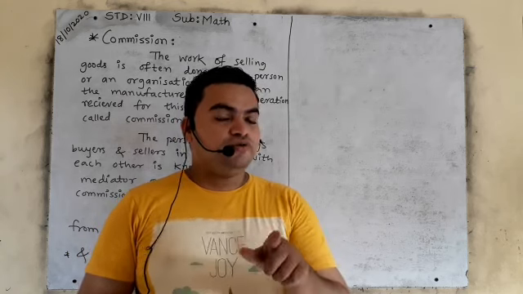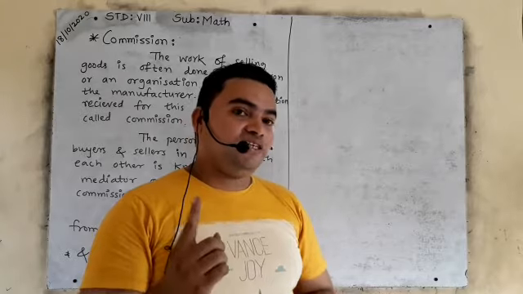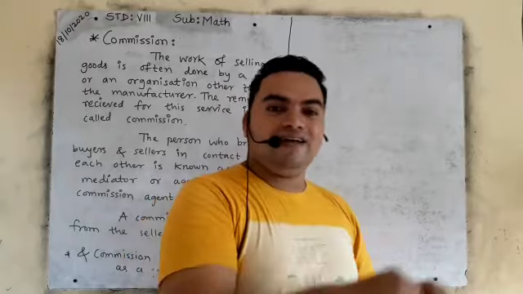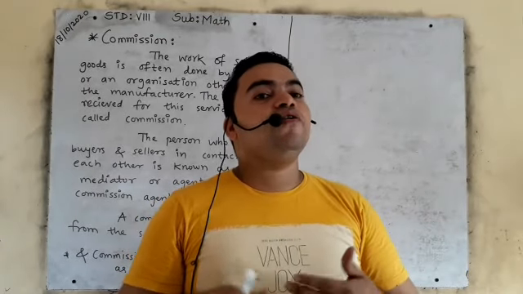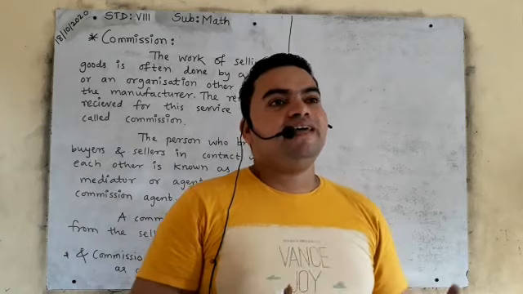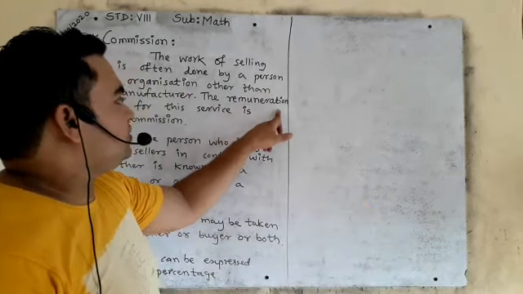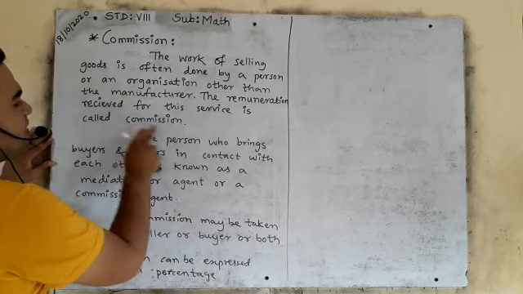Commission. The work of selling goods is often done by a person or an organization other than the manufacturer, right? You know that some place or property will be sold by an agent. There is an agent who can find a buyer and seller also. So he will be called an agent, and he will be taking some amount of remuneration. See here, it is remuneration. The remuneration received from this service is called commission.